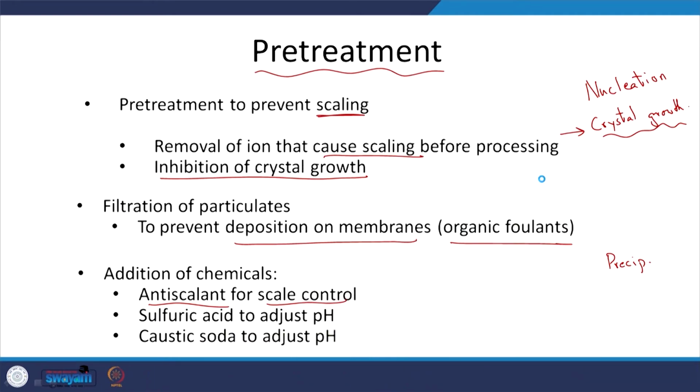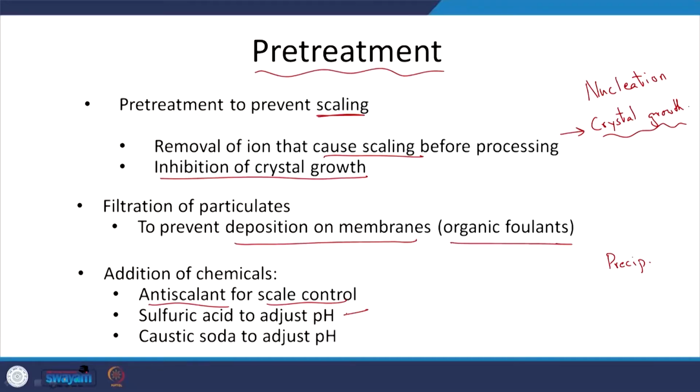Or obviously, when you have metals, and you know that at relatively higher pH most of them can precipitate out with the hydroxide or the relevant ligand, you can control the pH as required. So, sulfuric acid, or depending upon requirements for increasing the pH, you can add caustic soda. So, pH and anti-scaling agents.